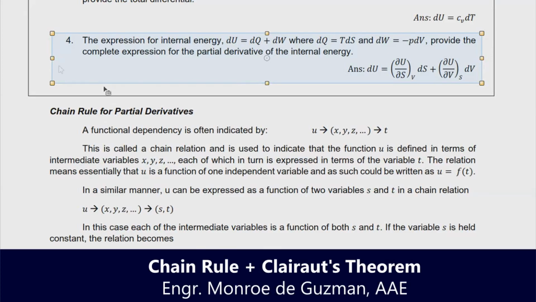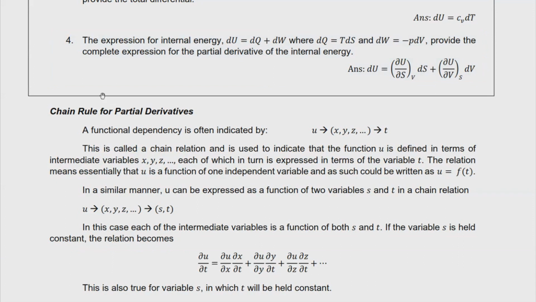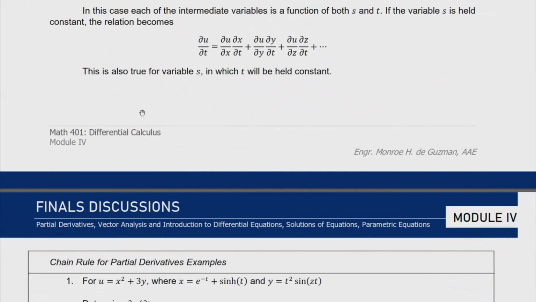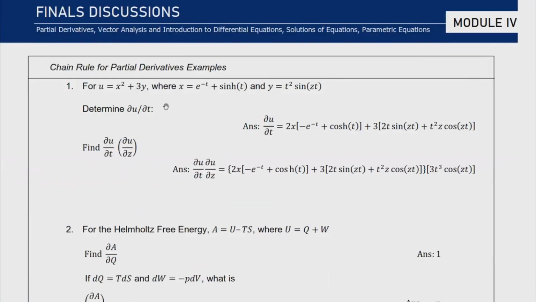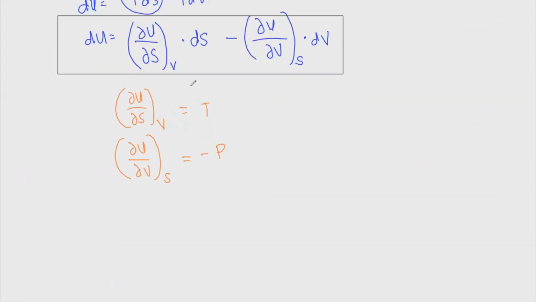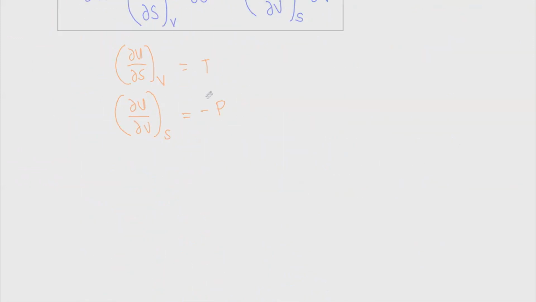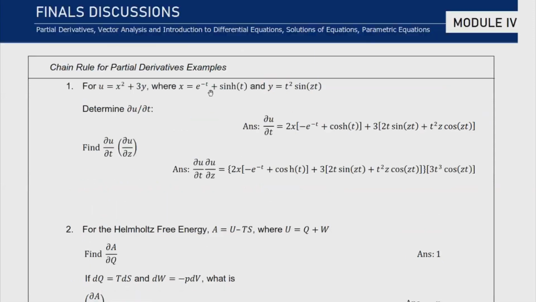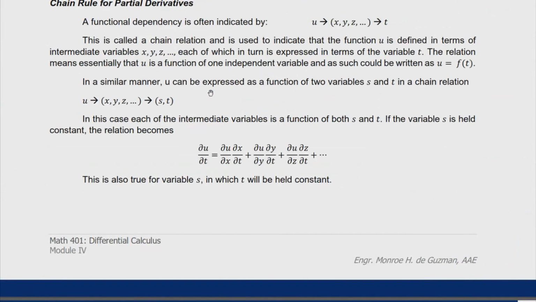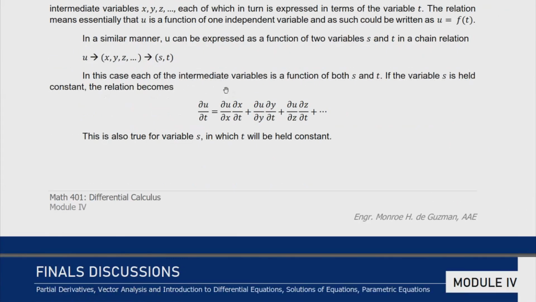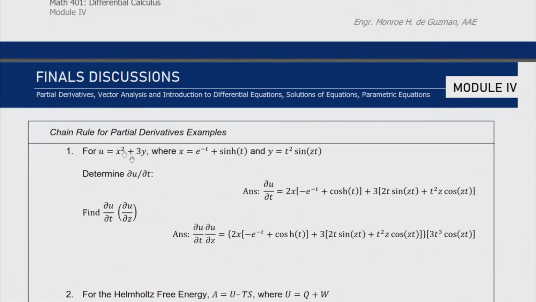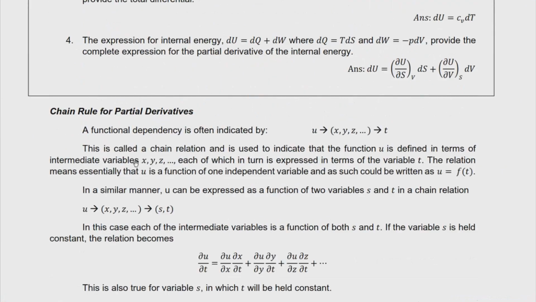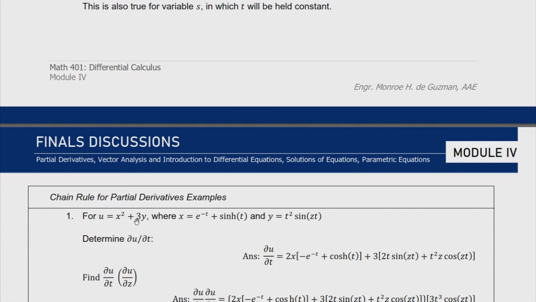Now, before I proceed with another example for Clairaut's theorem, let me finish the chain rule first, because this one is also very important. So I'll just have to discuss it first. For our chain rule of partial derivatives, suppose you have an expression, for example, x squared plus 3y, and then x and y are given in terms of another independent variable, let's say t.